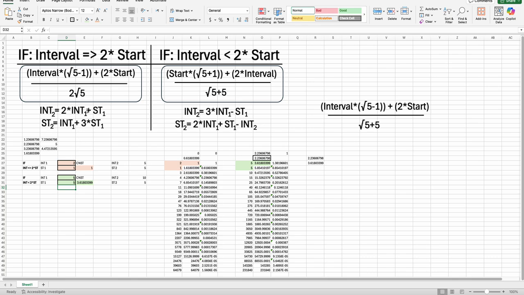So again, if your interval is greater than or equal to 2 times the start, you would use this first formula right here, and if it's less than 2 times the start, then you would use this one over here.